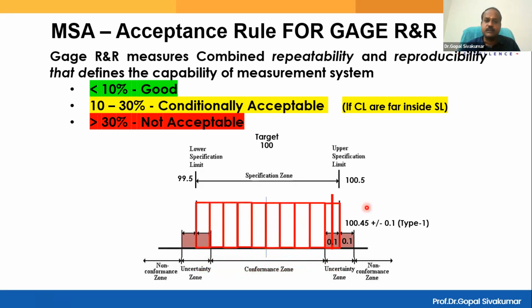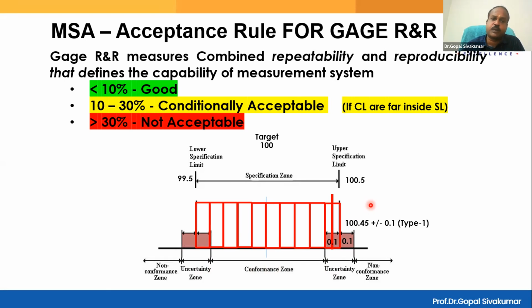Now, imagine you have a process which can produce outputs in this fashion. Can you see output everywhere throughout the tolerance? Is it a good practice? Yes, it looks good, right? Looks good because it is within the limits, within the specification zone. Okay. Imagine you are producing like this.